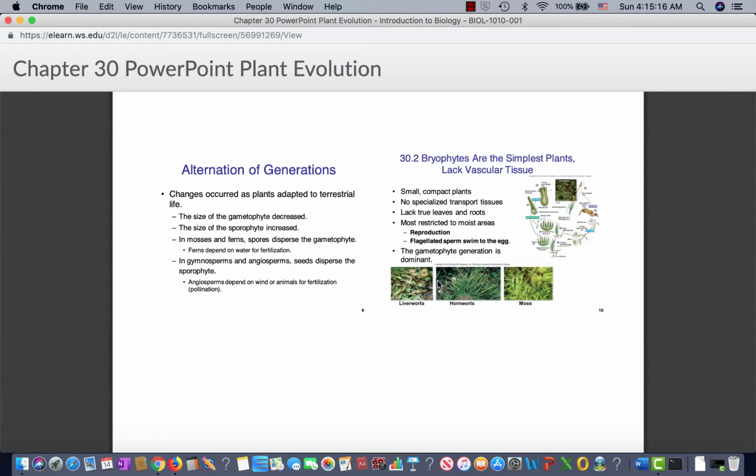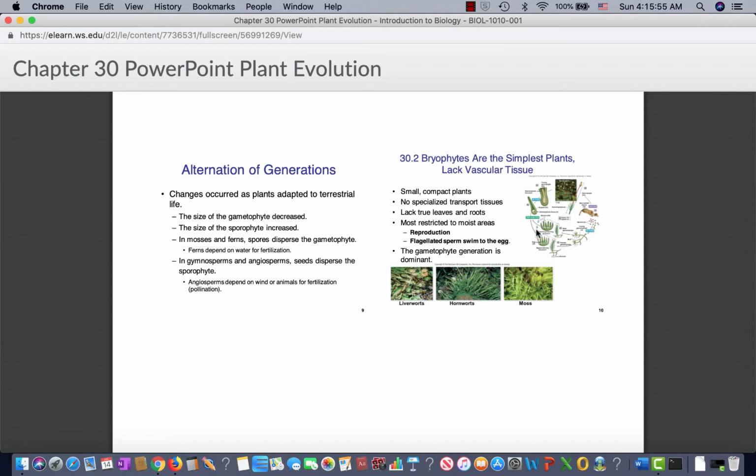There are changes that have to occur in plants as they become more adapted to terrestrial life. The size of the gametophyte decreased and the size of the sporophyte increased. In mosses and ferns, spores disperse the gametophyte, and the ferns still depend on water for fertilization. In gymnosperms and angiosperms, seeds disperse the sporophyte. And then angiosperms depend on wind or animals for fertilization, or pollination.